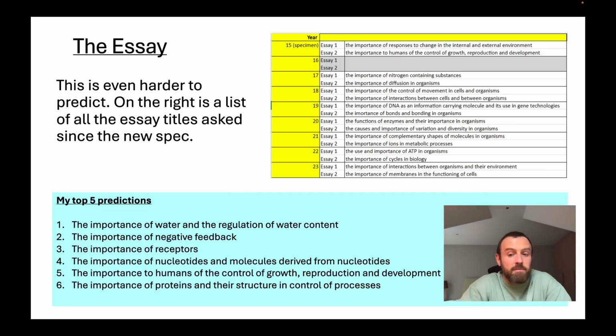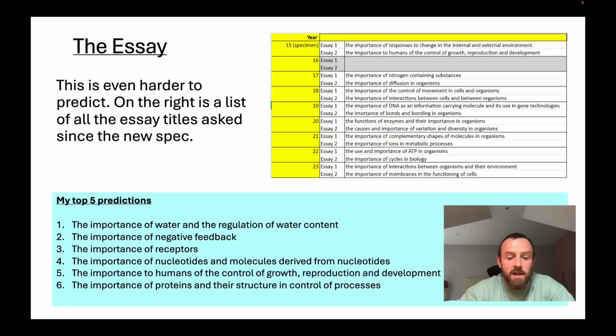The importance of receptors. So we're talking about, for example, the insulin receptor, T cell receptors, B cell receptors, acetylcholine receptors, lots of different types of receptors you can talk about. And then you could talk about receptors like the Pacinian corpuscle or photoreceptors. Those are also cell type receptors. 4. This is another strong prediction.